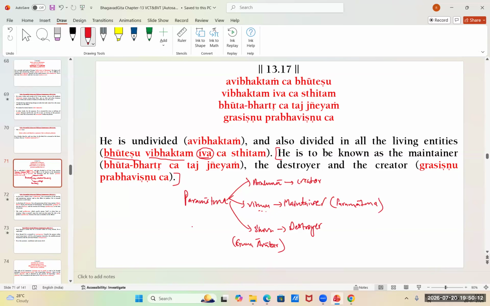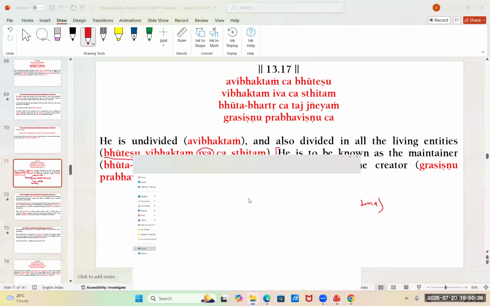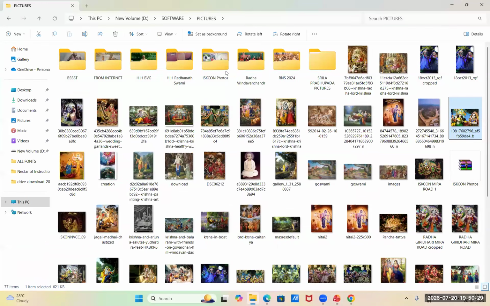So, like that, he is Vibhaktam, but he looks to be divided. And the standard picture, I should have. Yeah, let us see. I will show you the picture so that you are very clear.